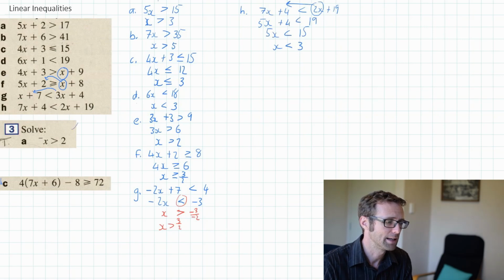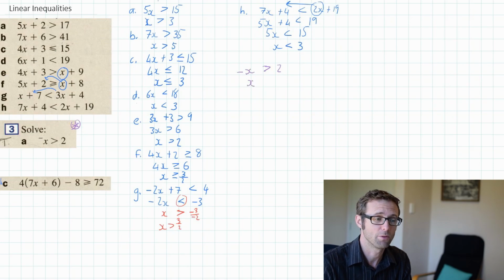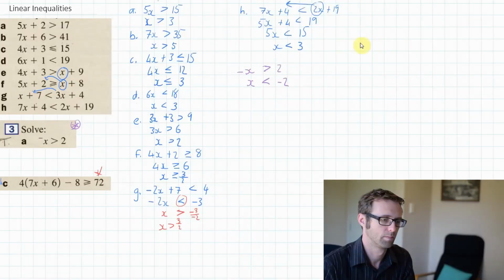This one here. So we're starting off with a negative x is greater than 2. Okay, now remember the rule. If I divide by or times by a negative number, and I'm going to times by negative 1, I flip my sign, and I'll get x is less than negative 2.